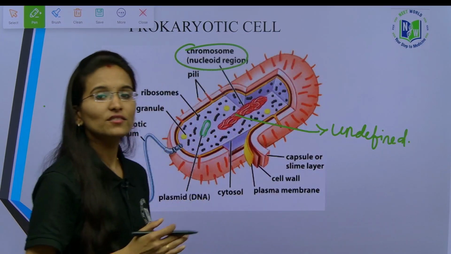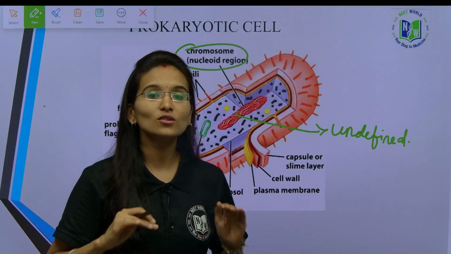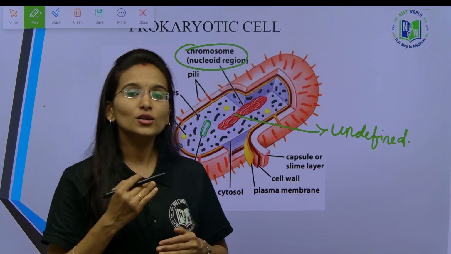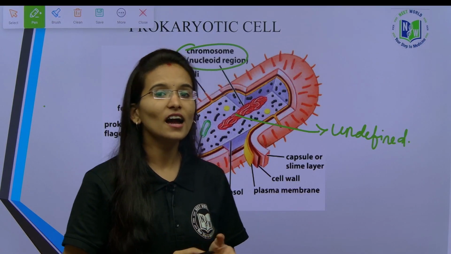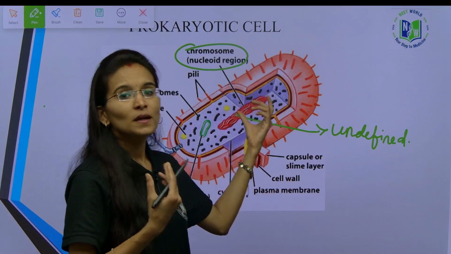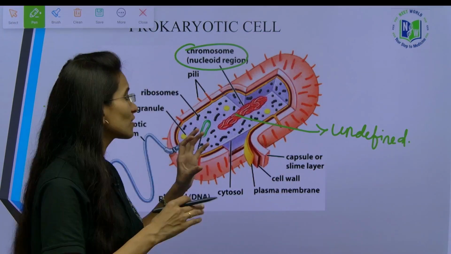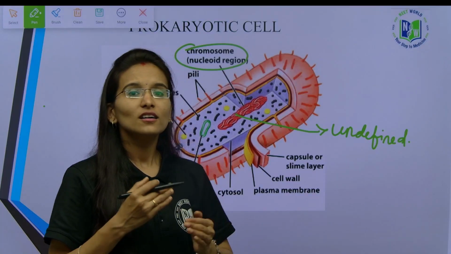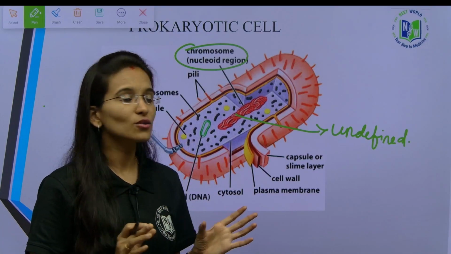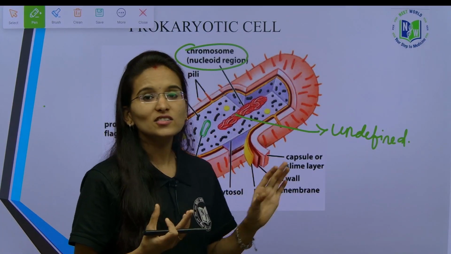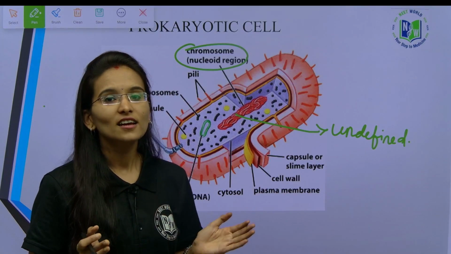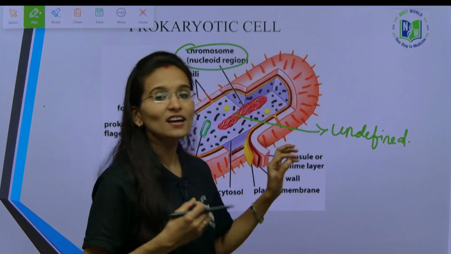Undefined nucleus. Why are we calling it an undefined nucleus? It is not surrounded by any nuclear envelope or nuclear membrane, and it does not have genetic material in the form of chromatin material. These things are all absent. The genetic material just floats freely in the cytoplasm. Hence, we call it an undefined nucleus.